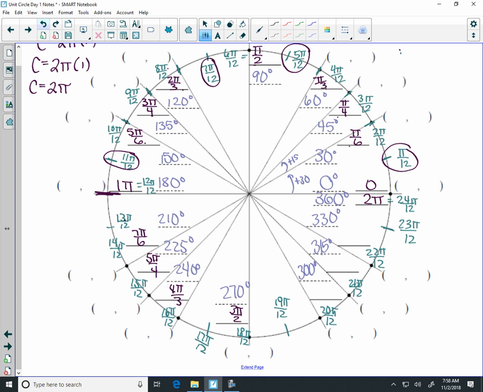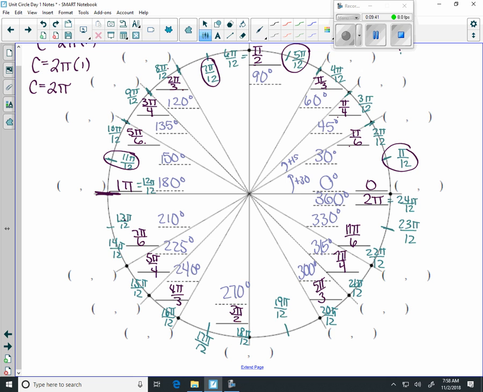Skip over 19 pi over 12. 20 pi over 12, 4 goes into 20 5 times. 4 goes into 12 3 times. 21 pi over 12 is 7 pi over 4. 22 pi over 12 is 11 pi over 6. And that's the unit circle. So that's the unit circle in radians.